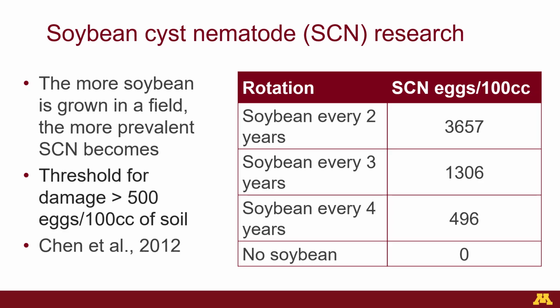We display a data table of rotation length and soybean cyst nematode eggs per 100 cubic centimeters of soil. When soybean was grown every 2 years, 3,657 eggs per 100 cubic centimeters of soil were found. When soybean was grown every 3 years, 1,306 eggs were found. When soybean was grown every 4 years, 496 eggs were found. When no soybean was grown, no eggs were found. This data is from Chen et al., 2012.